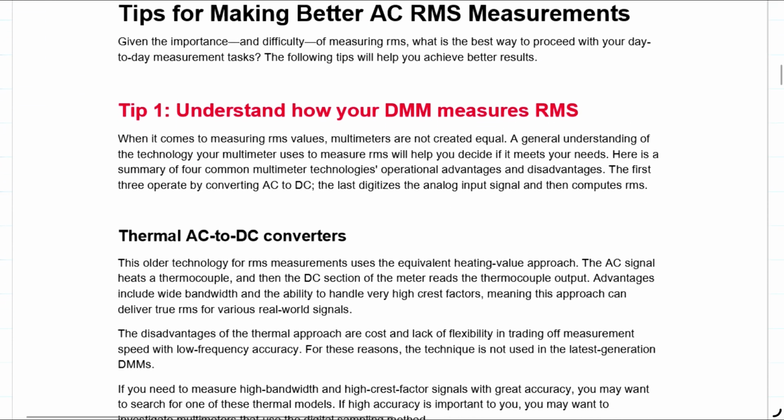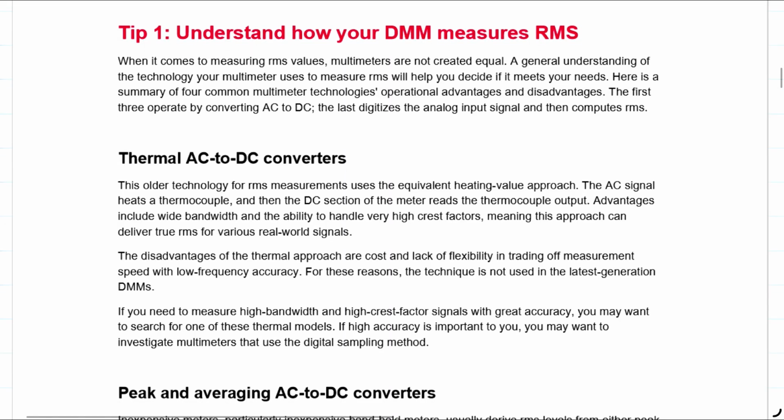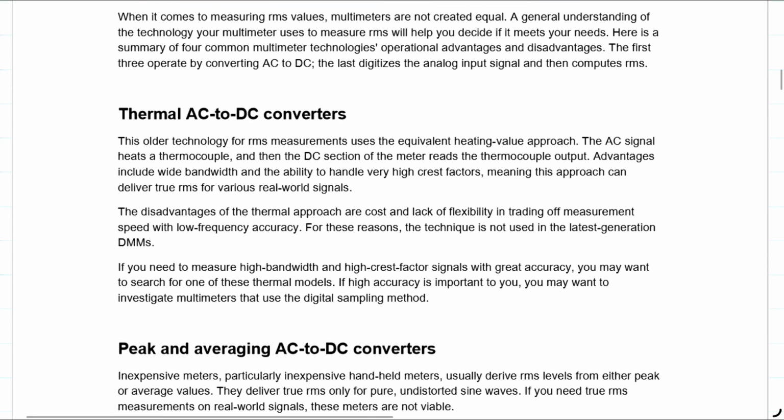What's really interesting here is how your digital multimeter measures RMS. The first method is very straightforward: you can just measure the thermal power. You pass the signal to the multimeter circuitry, you pass the AC signal.